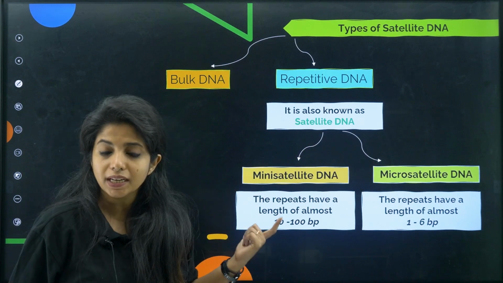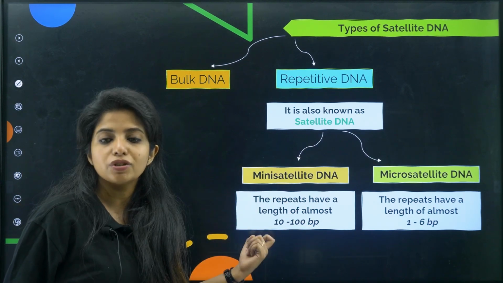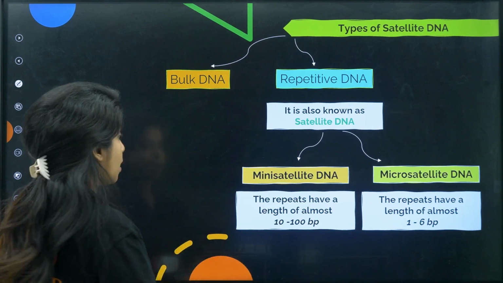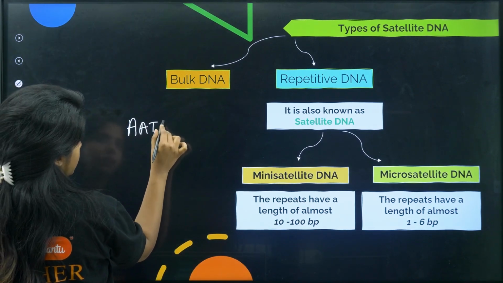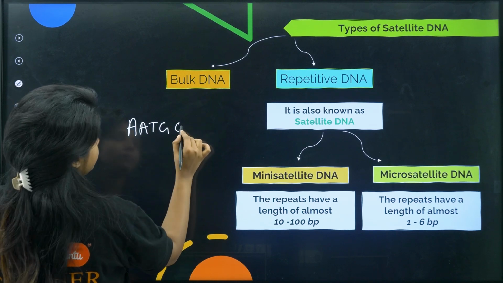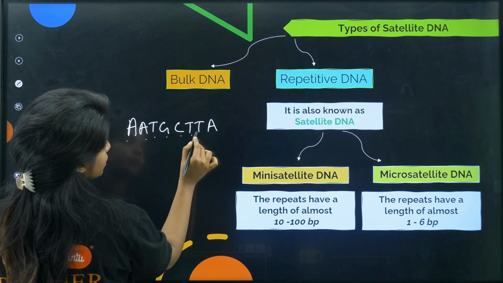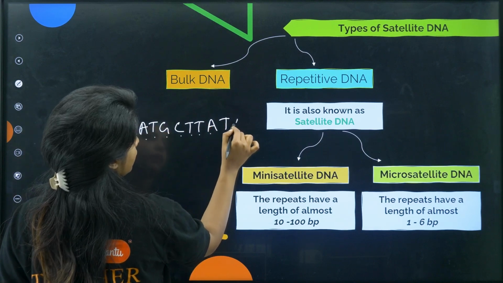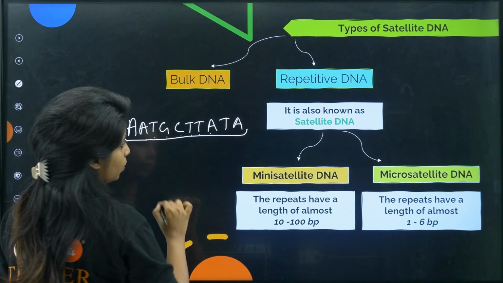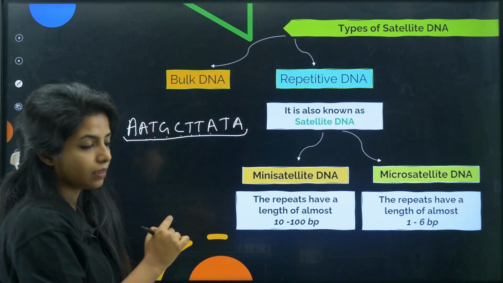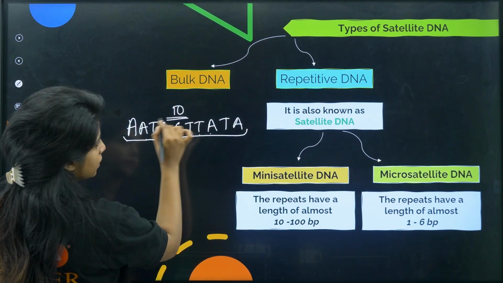What do I mean by mini satellite DNA? Here I am saying the repeats have a length of almost 10 to 100 base pairs. So for example, I can think that I make AATGCCTTA. How many are there? 1, 2, 3, 4, 5, 6, 7, 8, and then 9 and 10. This is a sequence, and how many base pairs does this sequence have, children? Almost 10 of them.